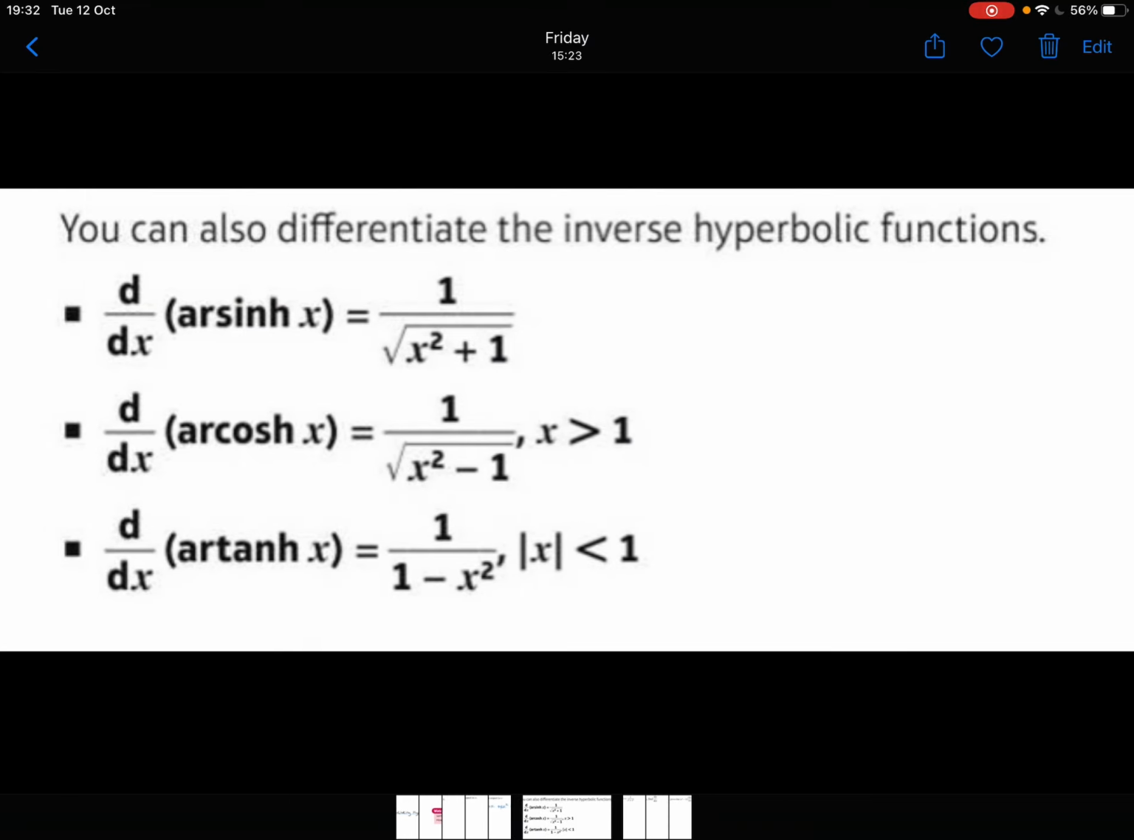You can also differentiate the inverse hyperbolic functions. So arsinh differentiates to be 1 over the square root of x squared plus 1. Arcosh differentiates to be 1 over the square root of x squared minus 1, and artanh differentiates to be 1 over 1 minus x squared. I'll show you how we can do these.